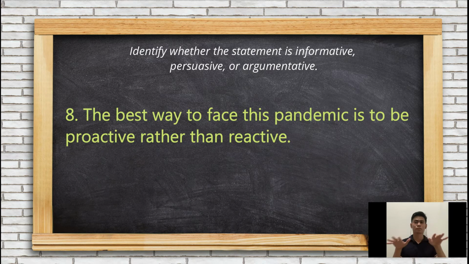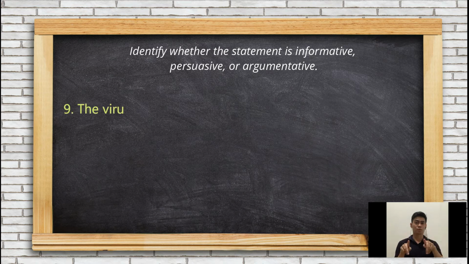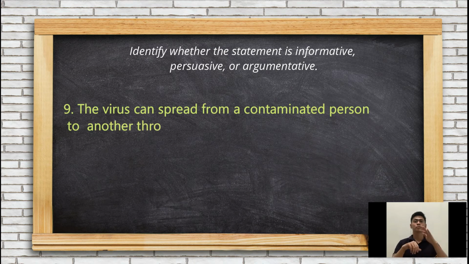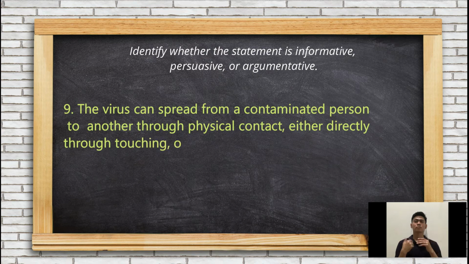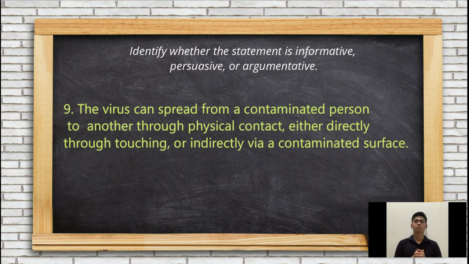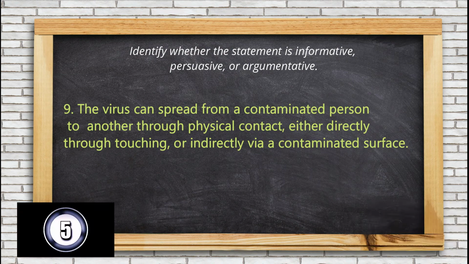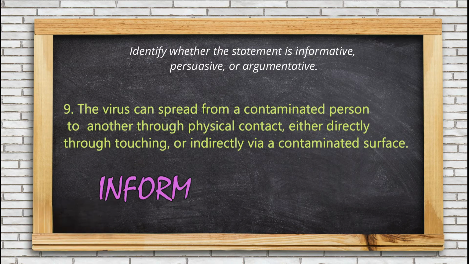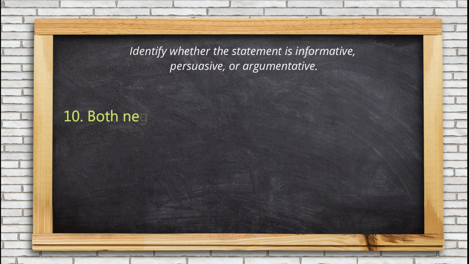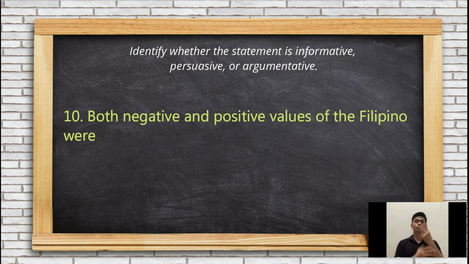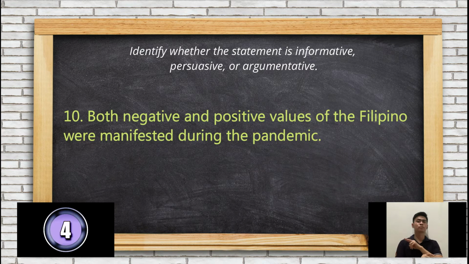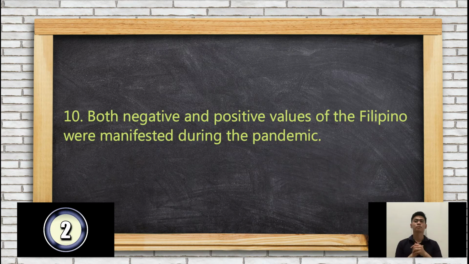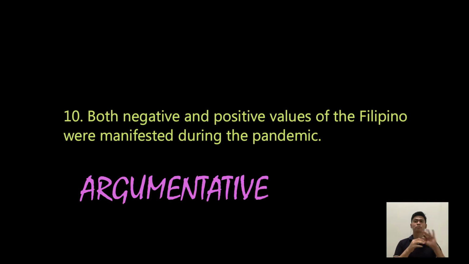Persuasive. Number 8, the best way to face this pandemic is to be proactive rather than reactive. Persuasive. Number 9, the virus can spread from a contaminated person to another through physical contact, either directly through touching or indirectly via a contaminated surface. Informative. And number 10, both negative and positive values of the Filipino were manifested during the pandemic. Argumentative.